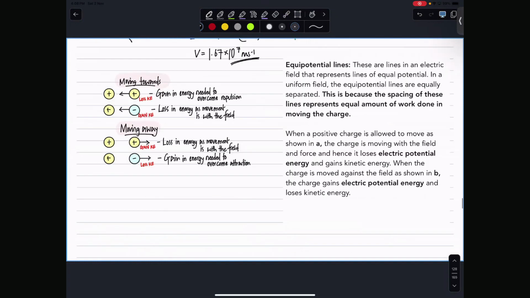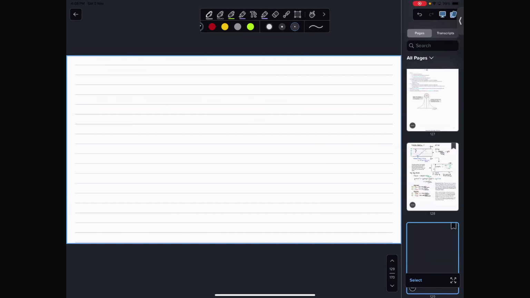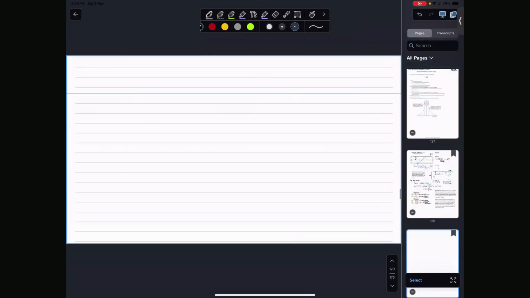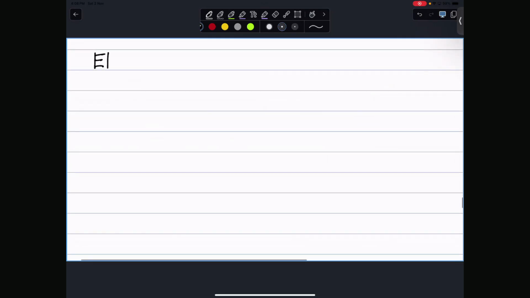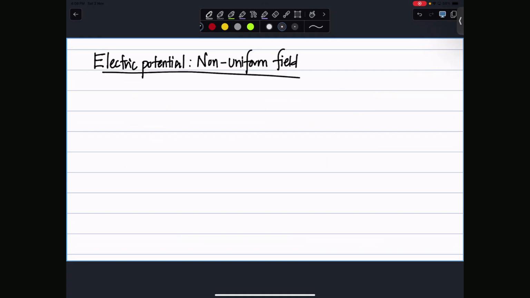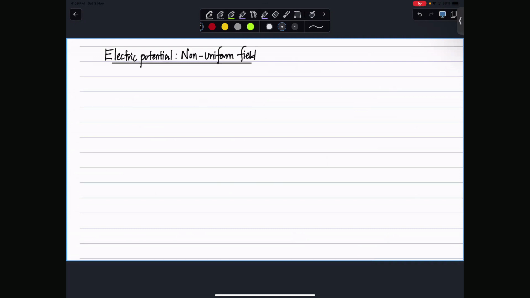So in a non-uniform field, how do we incorporate the field potential here? This is electric potential once again, but this time, this is for a non-uniform field. So how do you find and define electric potential in a non-uniform field? I'll make this simple for you.